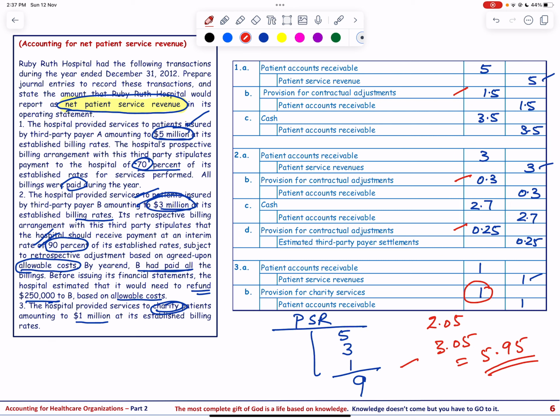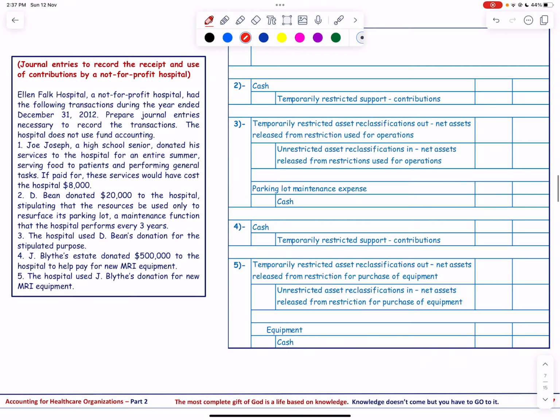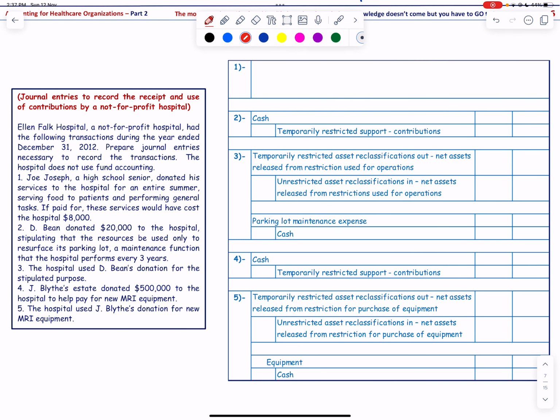Next, let us solve an exercise on recording journal entries in case of receipt and use of contributions by a not-for-profit hospital. Now, Ellen Fack Hospital, a not-for-profit hospital, had the following transactions during the year ended December 31. Prepare journal entries necessary to record the transactions. The hospital does not use fund accounting.